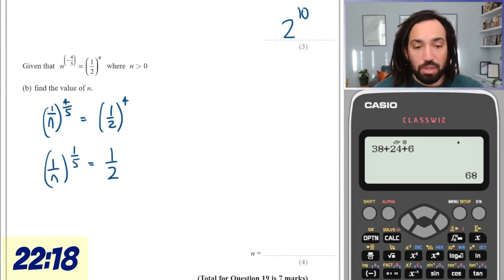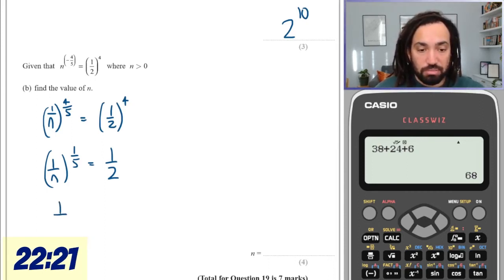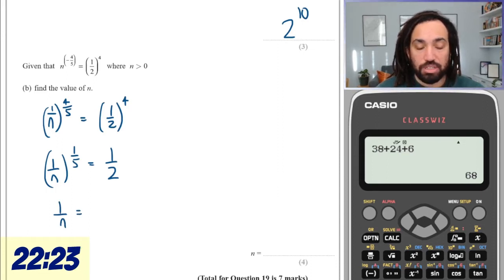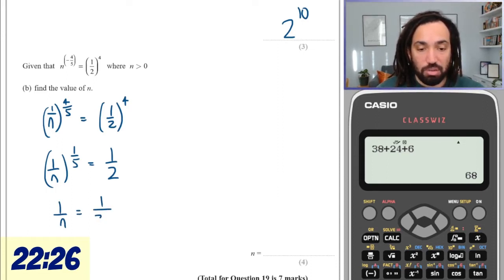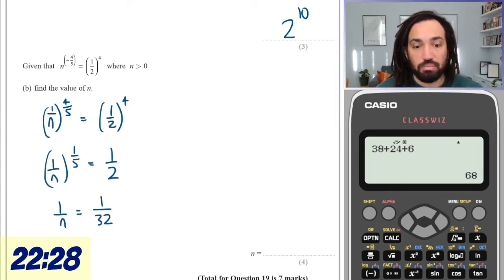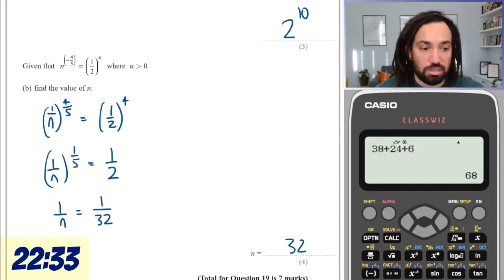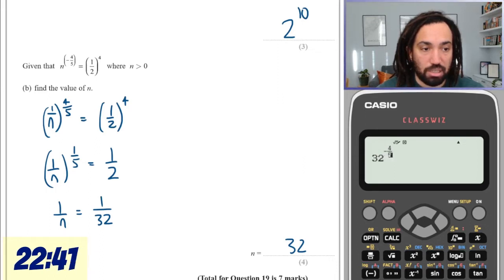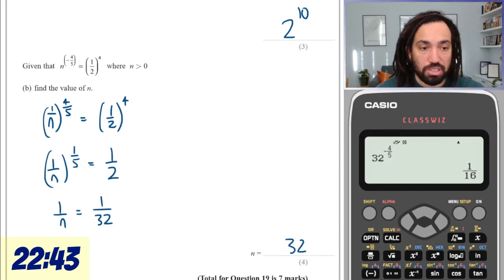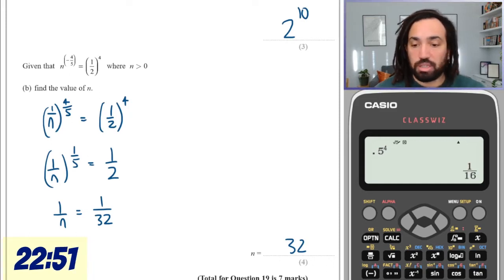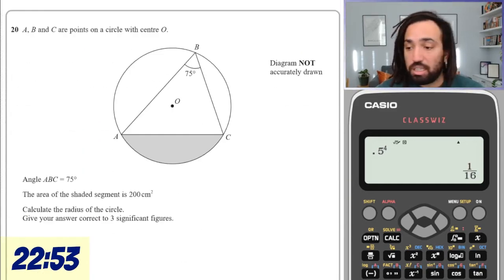And then we can raise both sides to the power of 5, which will get rid of the 5th root over there. And a half to the power of 5 is 1 over 32. So n is equal to 32. I'm not sure if I did that right. I just need to double check that just by using my calculator. 1 over 16 is the same as 0.5 to the power of 4. Right, fine. Yes, we got it right. Okay, good. It's worth checking that, I think.